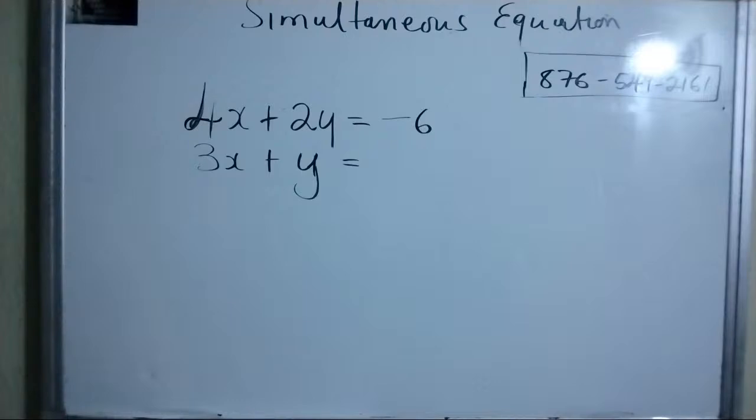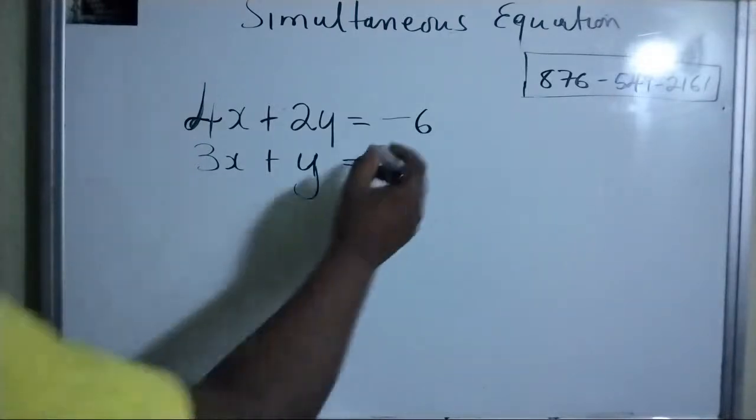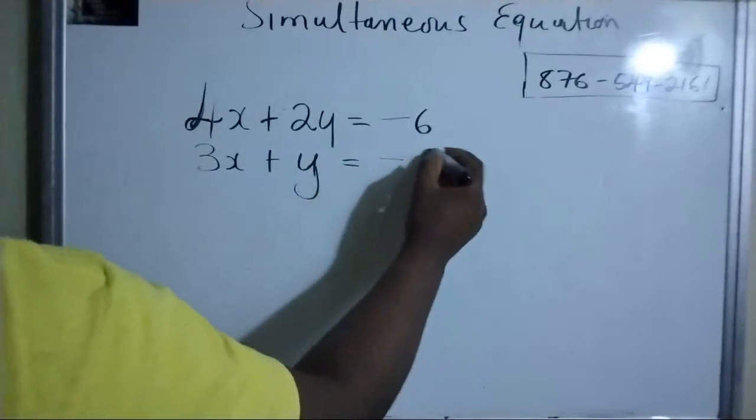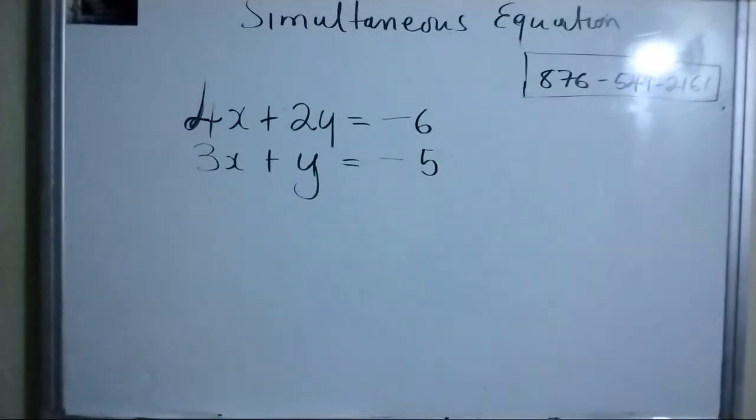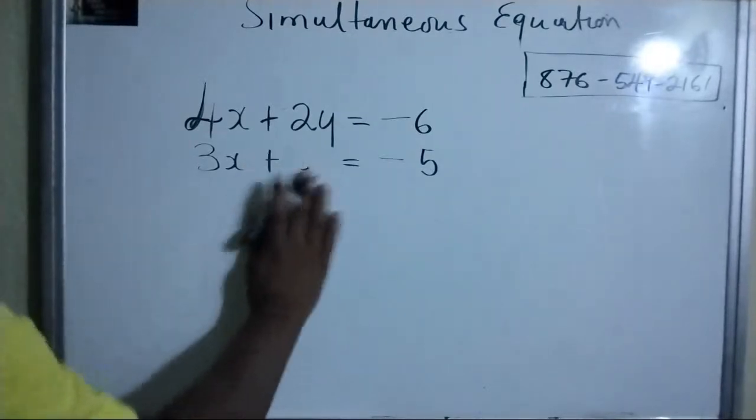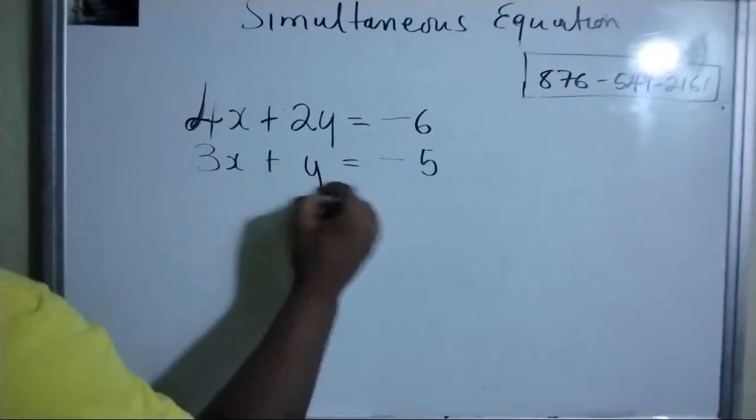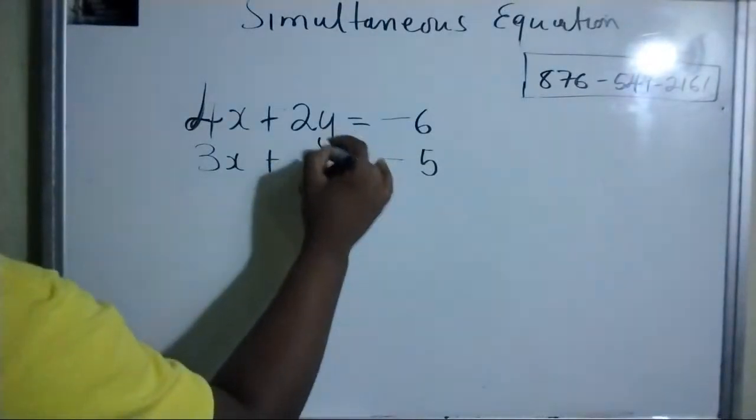No, change this to 4, guys. It's okay. Try that one. 4x plus 2y equals negative 6, and 3x plus y equals negative 5.